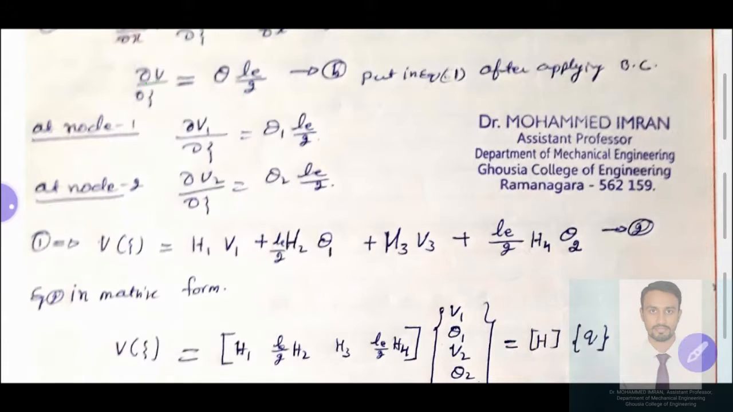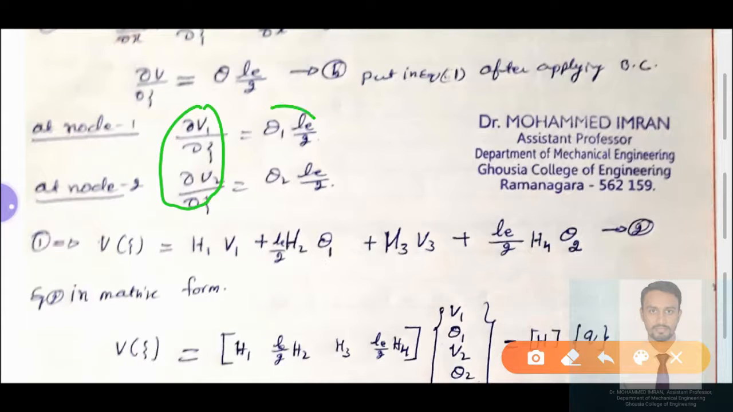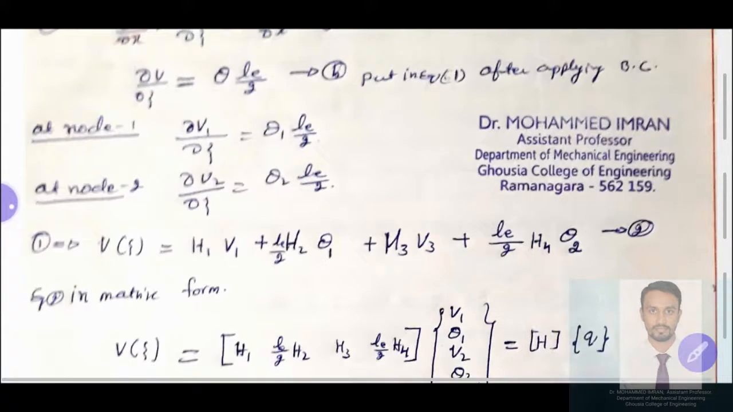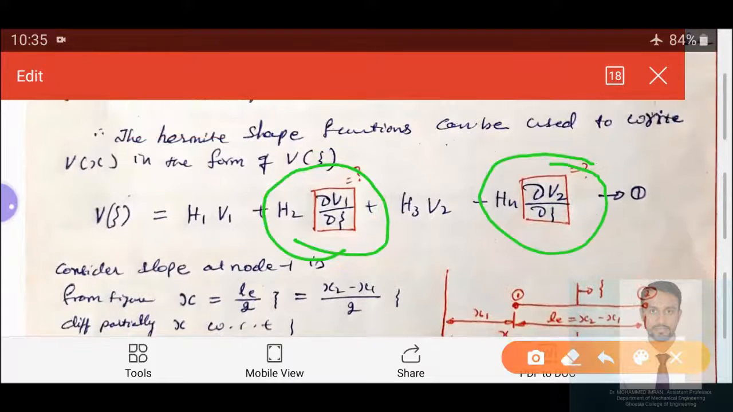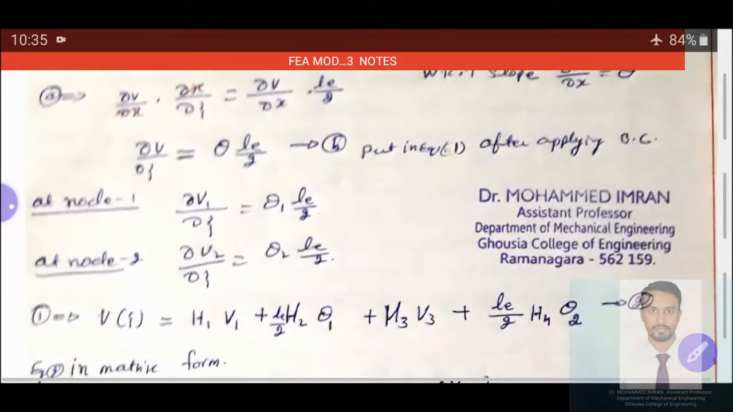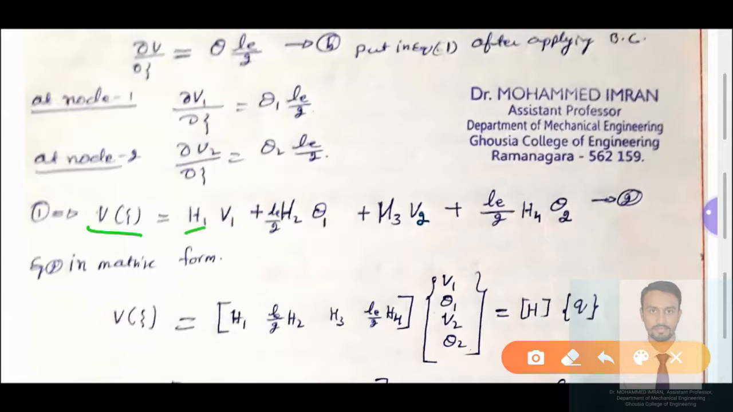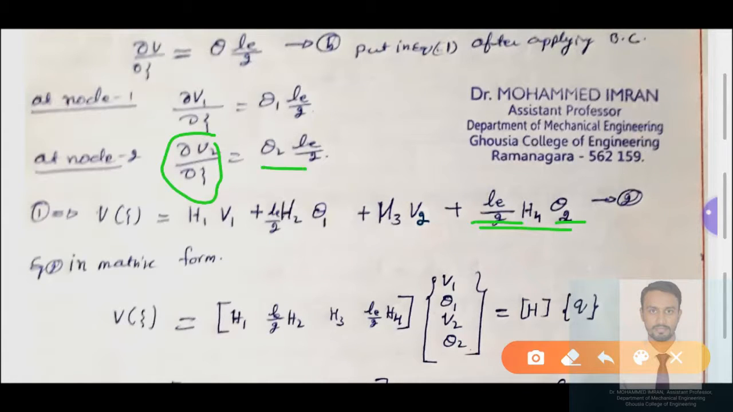Then equation number 1 becomes, these are the values we have found in terms of theta1 and theta2. Then we need to substitute those values in equation number 1. We will get v(zeta) is equal to h1 v1, which remains the same. This value will get changed: here dou v1 divided by dou zeta becomes theta1 Le by 2. Here h3 v2 remains the same. Here h4 dou v2 by dou zeta becomes theta2 Le by 2. Then it is equation number 2.